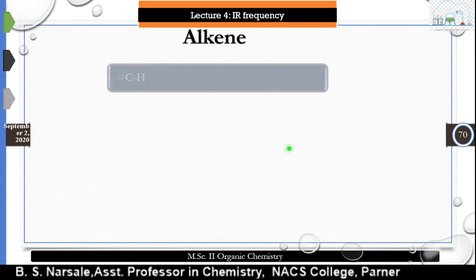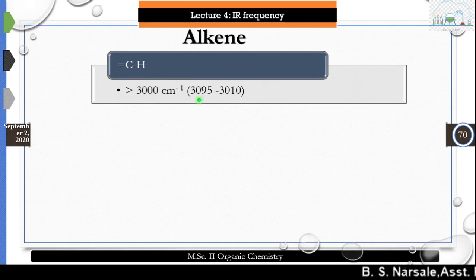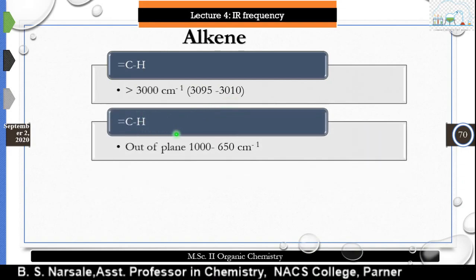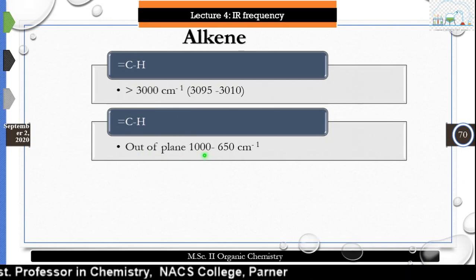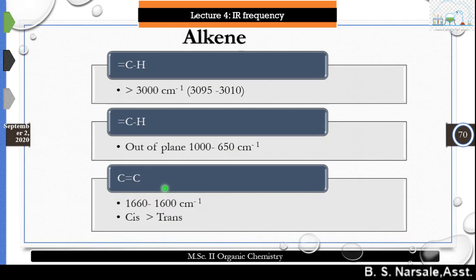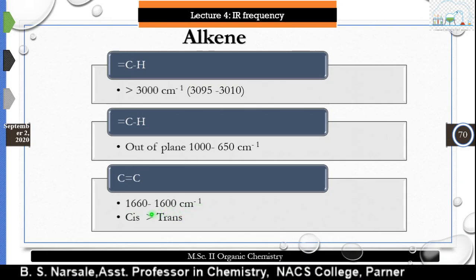Now go to the alkene system. In the alkene, the terminal alkene C-H is observed at greater than 3000 centimeter inverse, in between 3095 to 3010. And the out of plane bending is observed at 1000 to 650 centimeter inverse. And the carbon-carbon double bond, which is olefinic, is at 1660 to 1600 centimeter inverse.